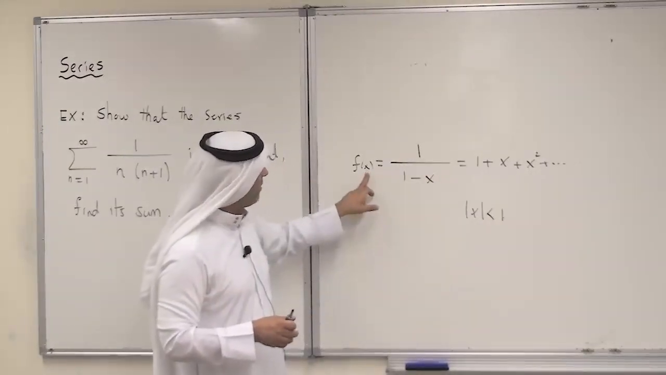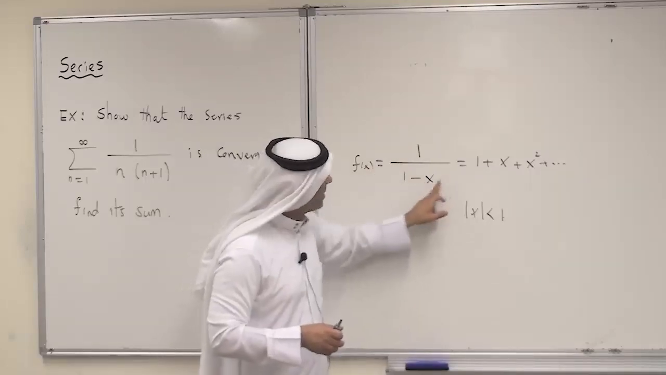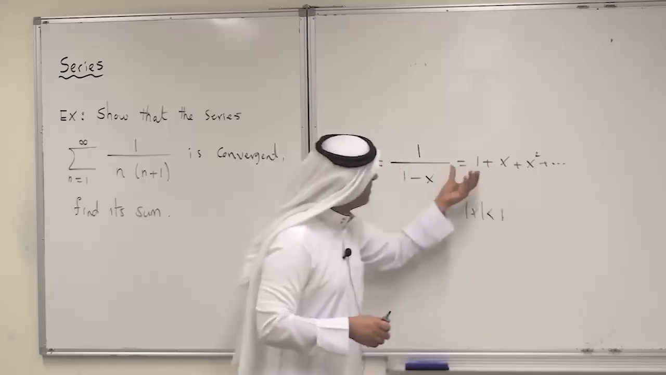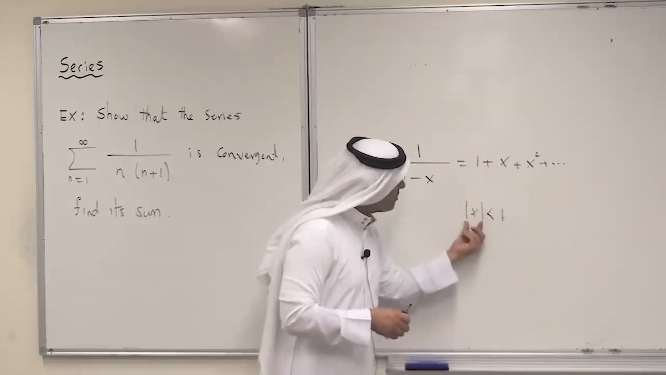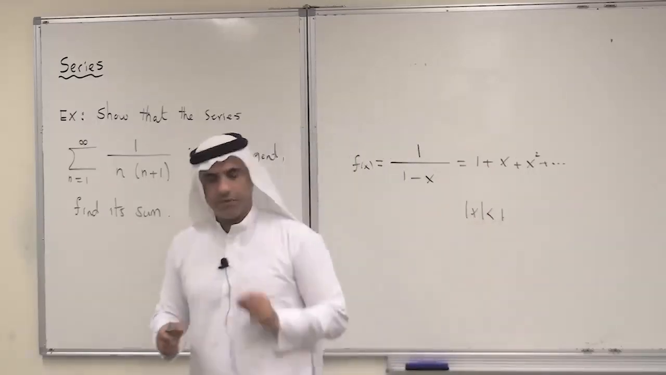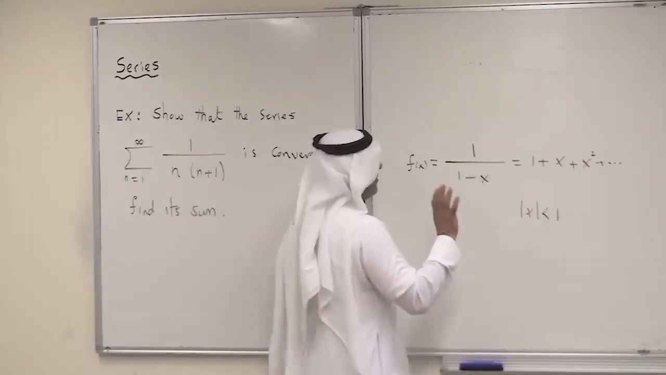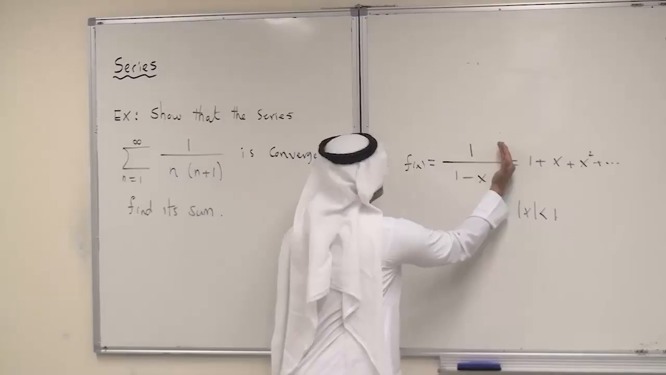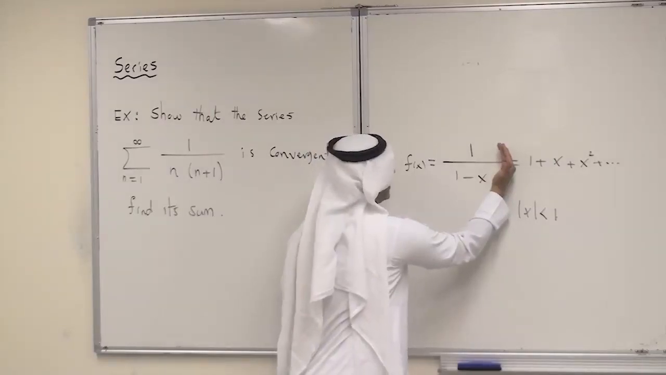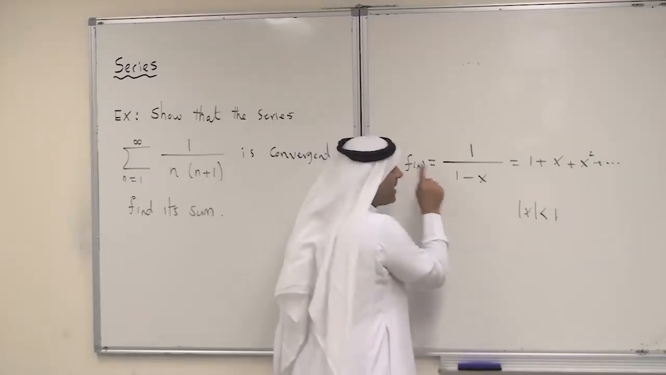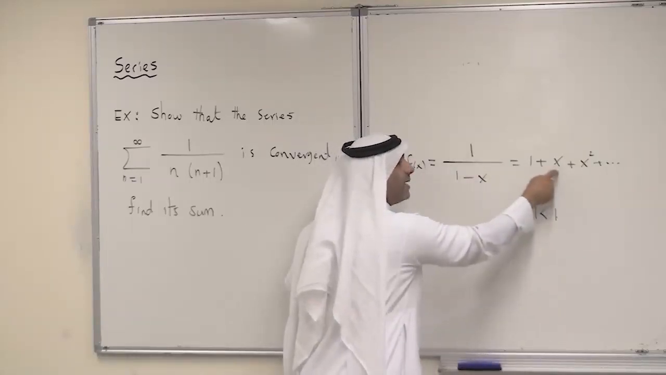That is the function f of x, 1 over 1 minus x, equal to 1 plus x plus x squared plus, etc. We said this is always true only if the absolute value of x is less than 1. That's the condition for a geometric series. Now looking at this carefully, we have what here? On the left-hand side, we have a function, which is 1 over 1 minus x. On the right-hand side, we have a series. So in this case, we are representing this function by a series.